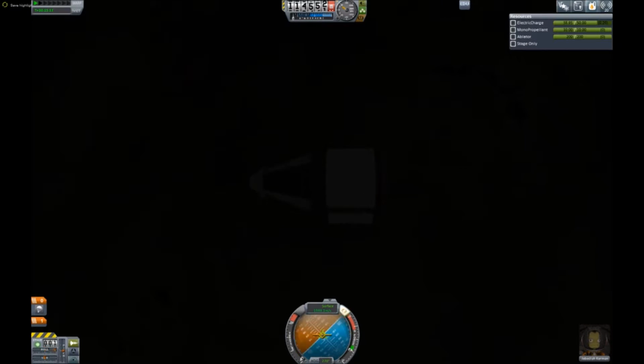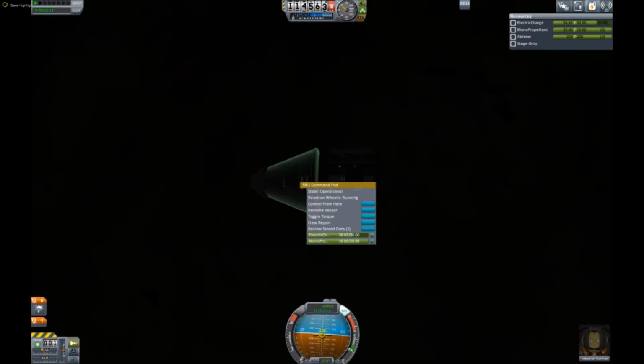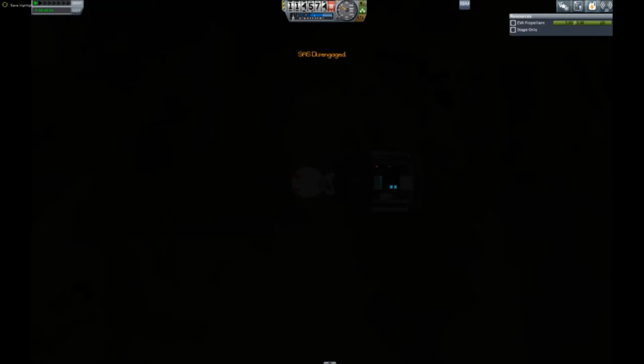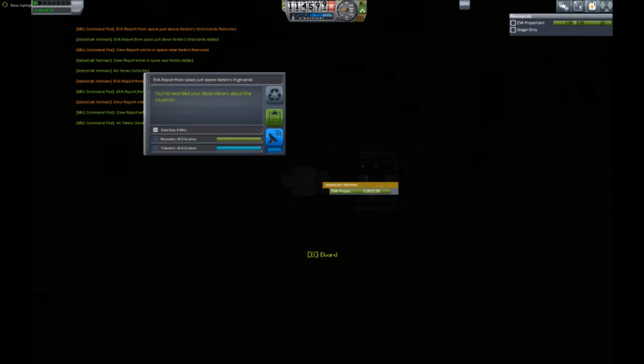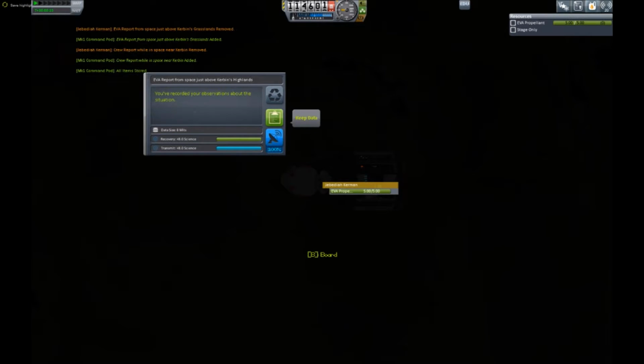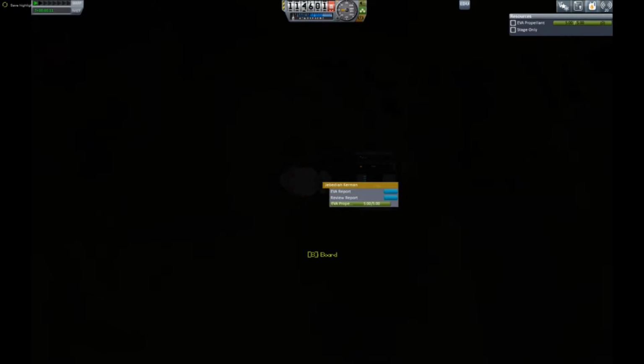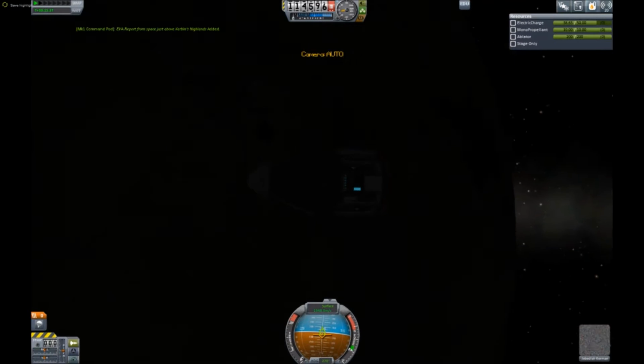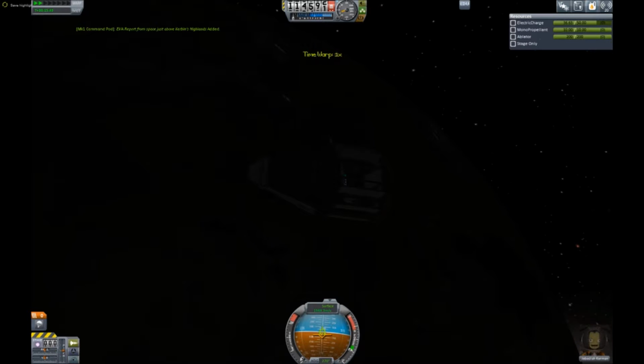Before we go, let's see if we can get another EVA report. Let's go ahead and have an EVA here. Let's make sure we take the data, store experiments. Let's do another EVA report. Oh, nice. We're over the highlands now. So that's another 8 points. Awesome. Hit the B key to get back on board. And now we time accelerate.